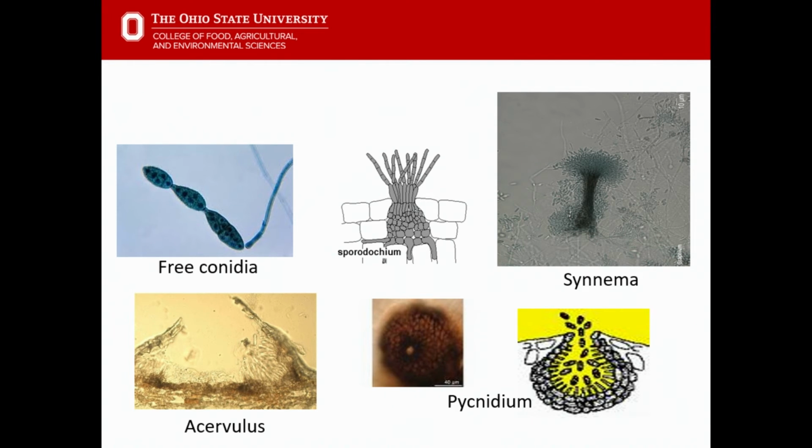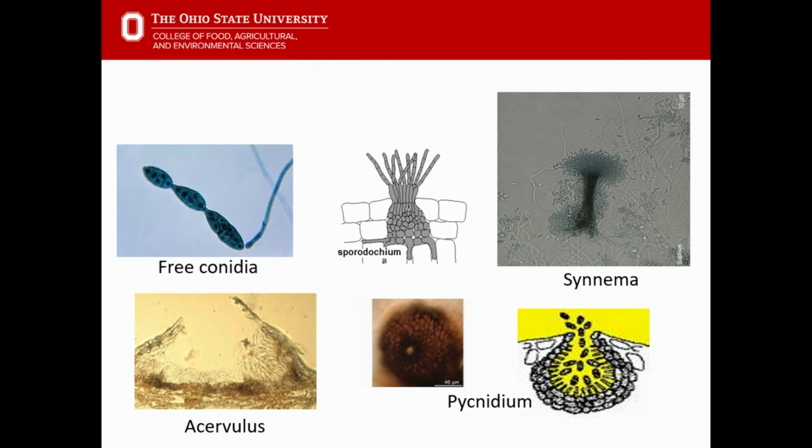The pycnidium is a round or flask-shaped structure with an opening at the top that contains the conidia, which are called pycnidiospores. The pycnidiospores are formed on the conidiophores that line the inside of the pycnidium in a gelatinous mass that oozes through the opening when humidity is high or free moisture is present. The spores are dispersed by water splash.